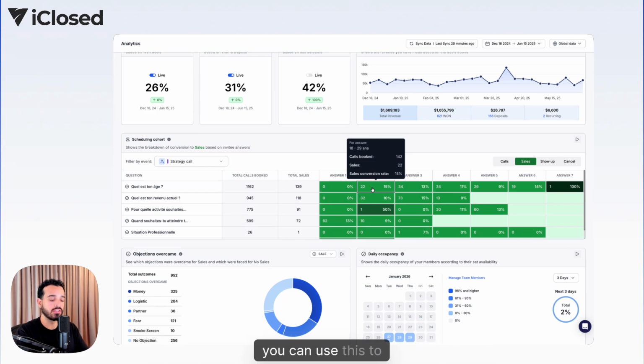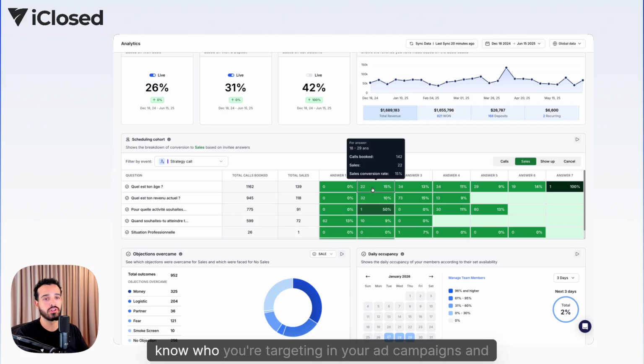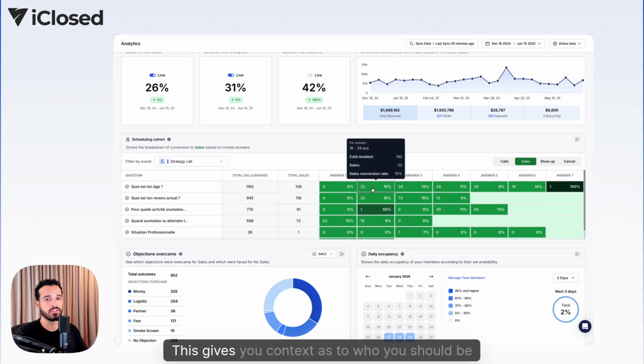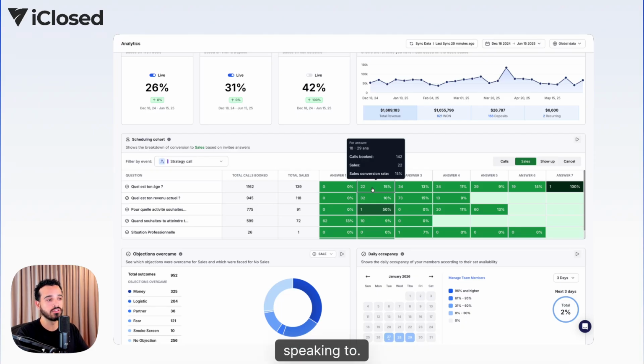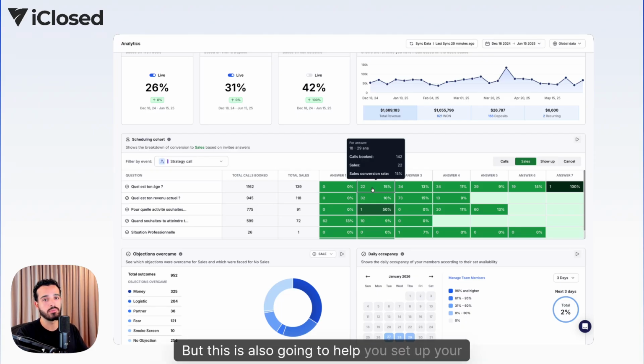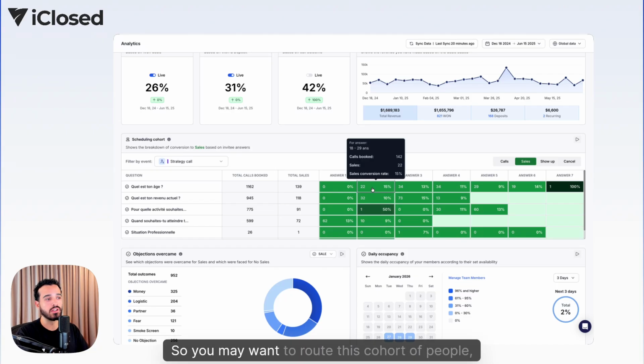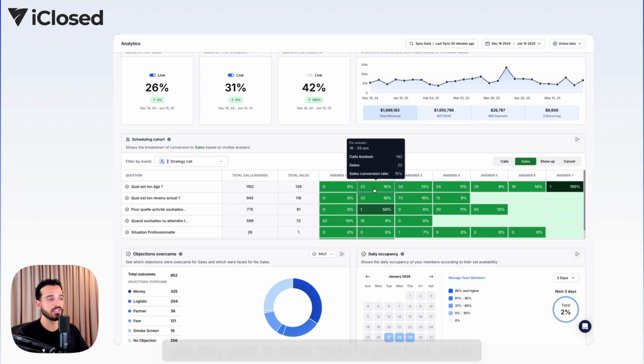So again, you can use this to know who you're targeting in your ad campaigns and who you're speaking to in your funnel and in your VSL or in your webinar. This gives you context as to who you should be speaking to, but it's also going to help you set up your disqualification and routing rules effectively. You may want to route anybody that answers the invitee question with this answer to your best closer, because they have the highest likelihood of closing.